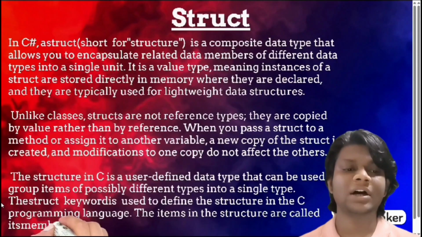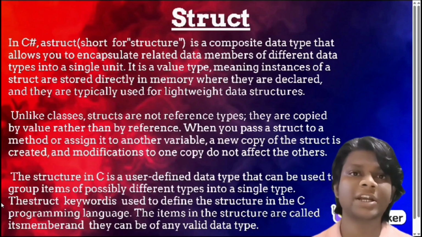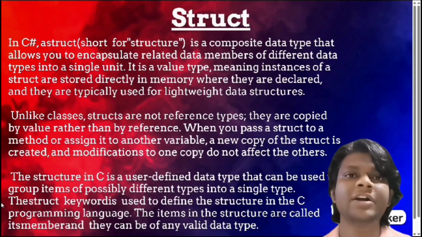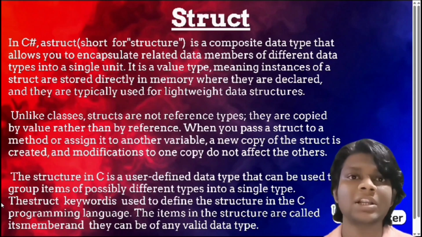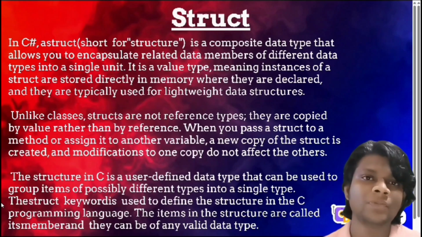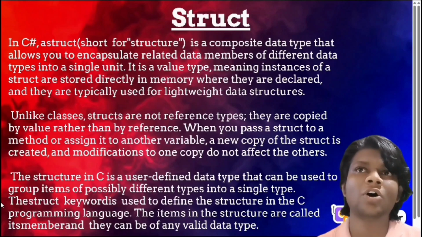Whereas a structure in C# is a composite data type, which allows you to encapsulate different data of different data types into a single unit. It is a value type. So the instance of a structure is directly stored in memory. Structures are typically used for lightweight data structures.